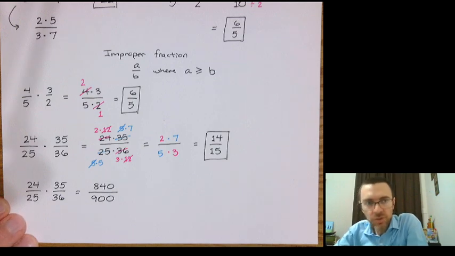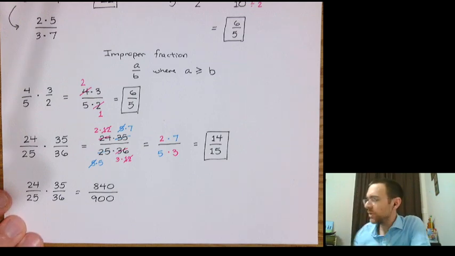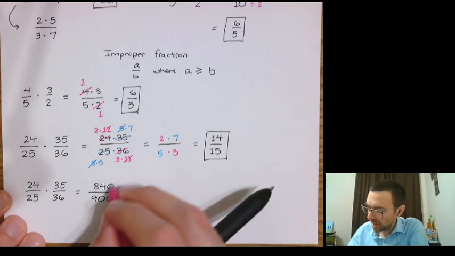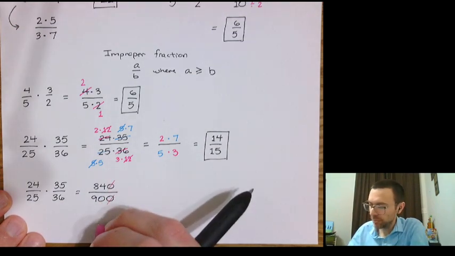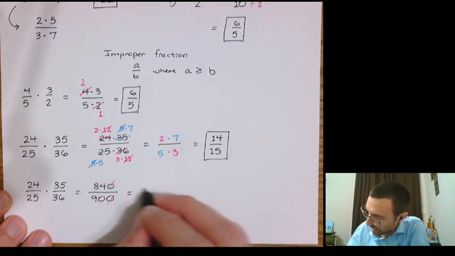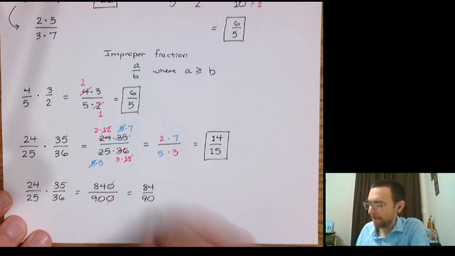And then from here, you're still going to have to simplify. Well, one of the things that stands out to me immediately is the fact that they both end in a 0, which means they both have a common factor of 10. So the cheap, easy way is to just knock off the zeros like that. That is us effectively dividing both of these guys by 10. And so now we have 84 over 90.